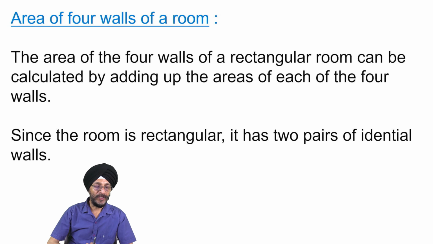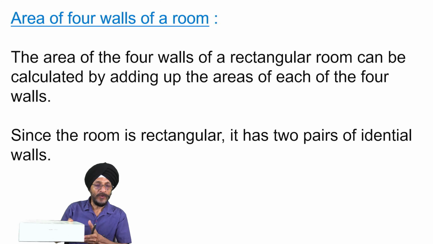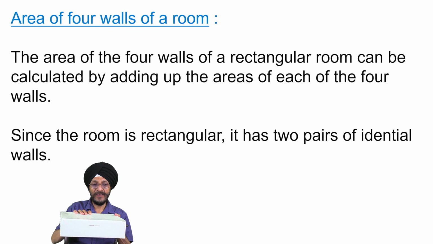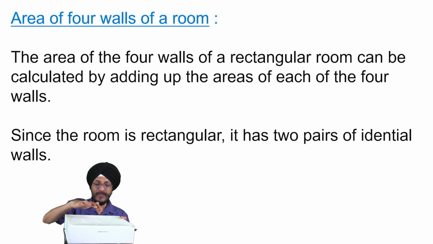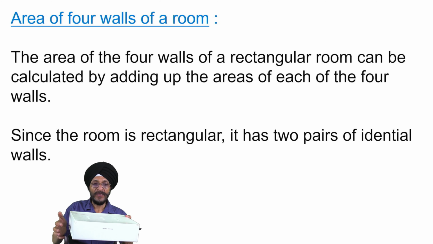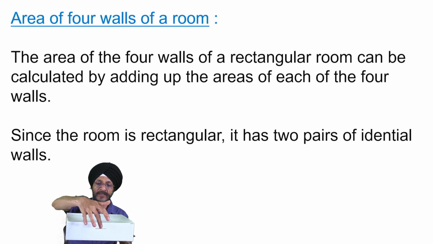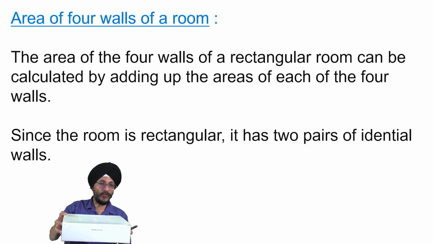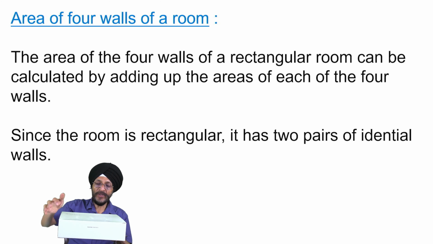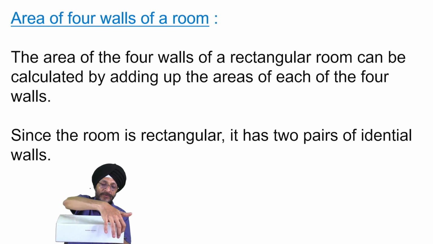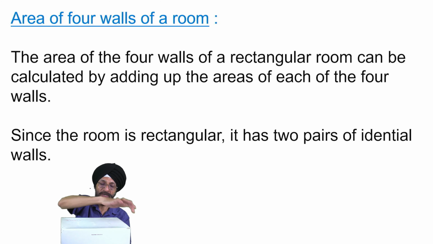Now the question before us is the area of four walls of a room. Again, we can compare this with that of a room. This is the roof, this is the ground, these are the four walls of a room. So when we are to find out the area of the walls, these two, front and back side, are identical. These two walls are also identical, and we have to find out the area of these two and these two identical walls.